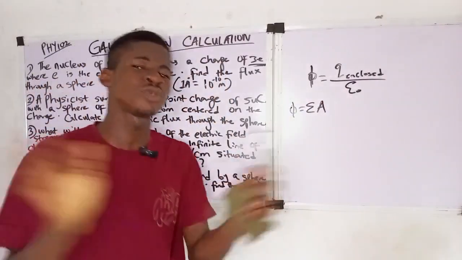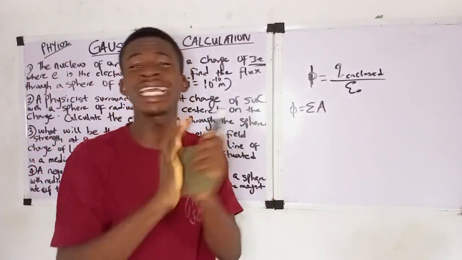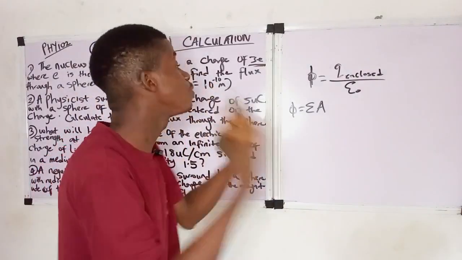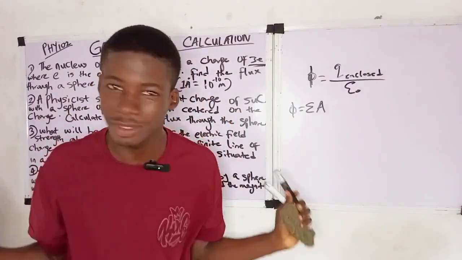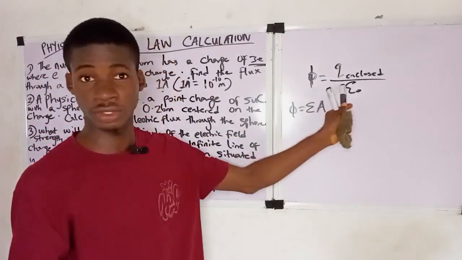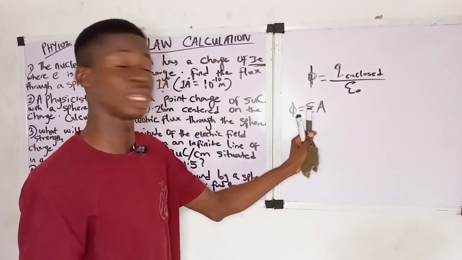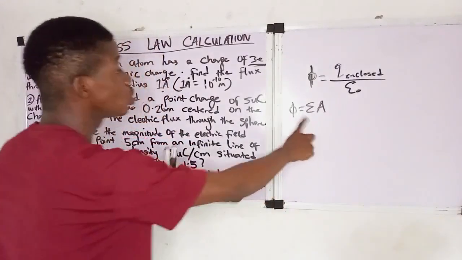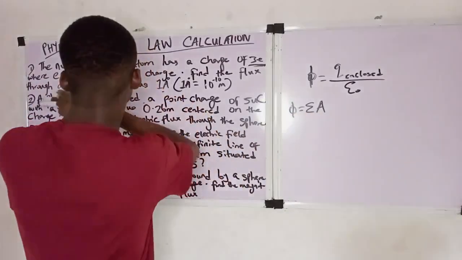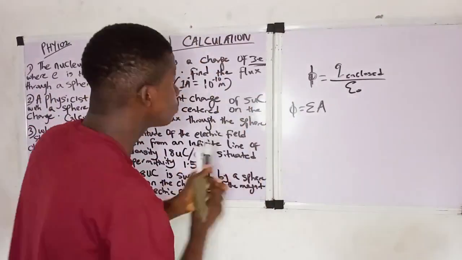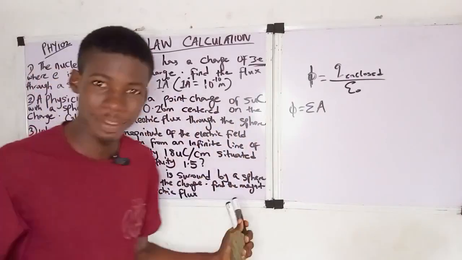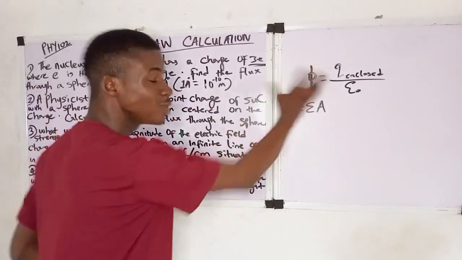If you don't want to stress yourself in any exam, and they tell you to look for flux, use Gauss law. We can solve this question in two ways: using Gauss law, or using flux equals electric field times area, but then we need to look for the electric field and the area, then multiply to get the flux. If you don't want to waste your time, this is a trick: use Gauss law.